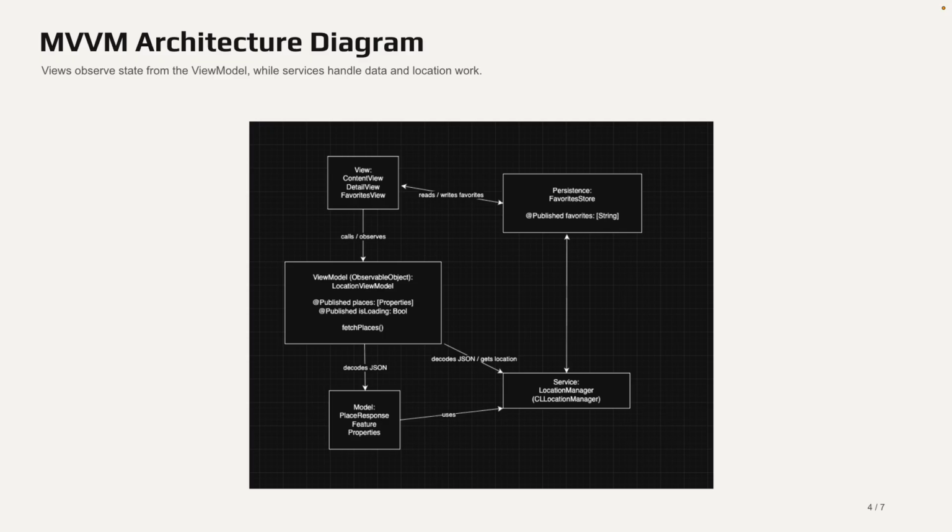Now you'll notice too that there is a service and a persistent layer. The service part includes the location manager, which gets the user's location, and the persistence part includes the favorite store. This is just storing the saved favorites. So keeping those parts separate makes the app more organized. The view doesn't need to know every detail about the API, the location manager, or the favorite storage. It really just pulls all that from there, and then that's what the user sees.